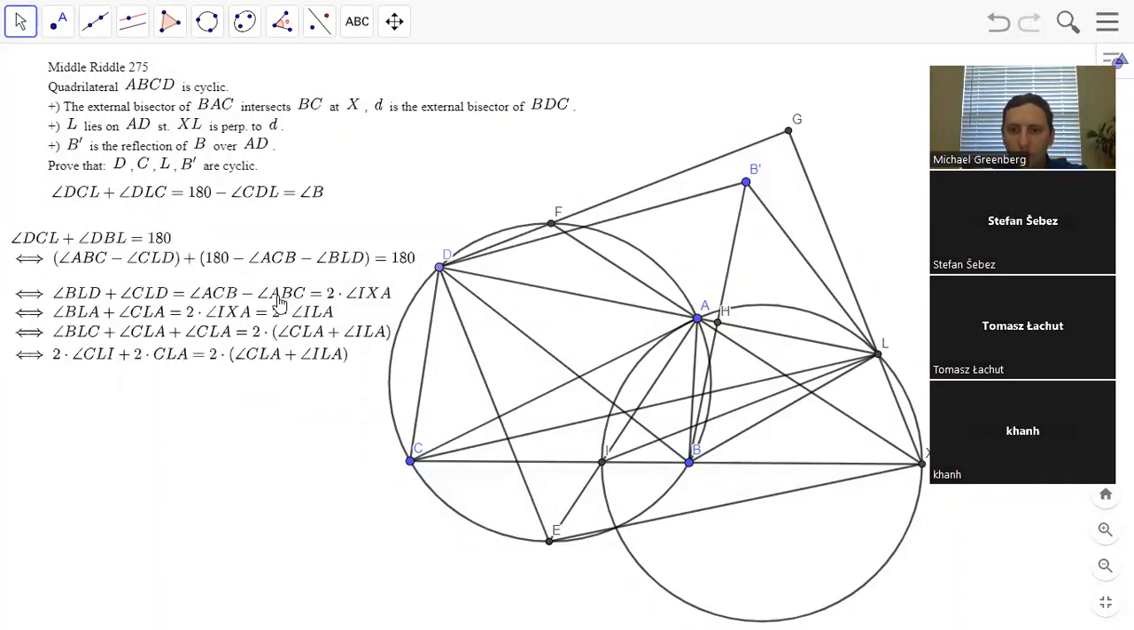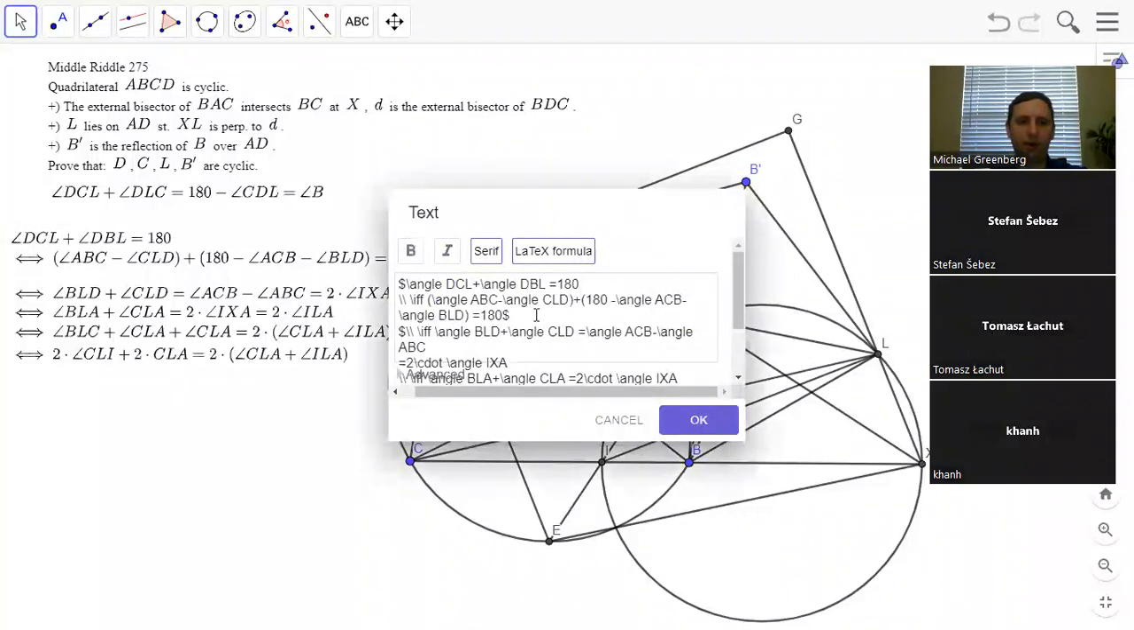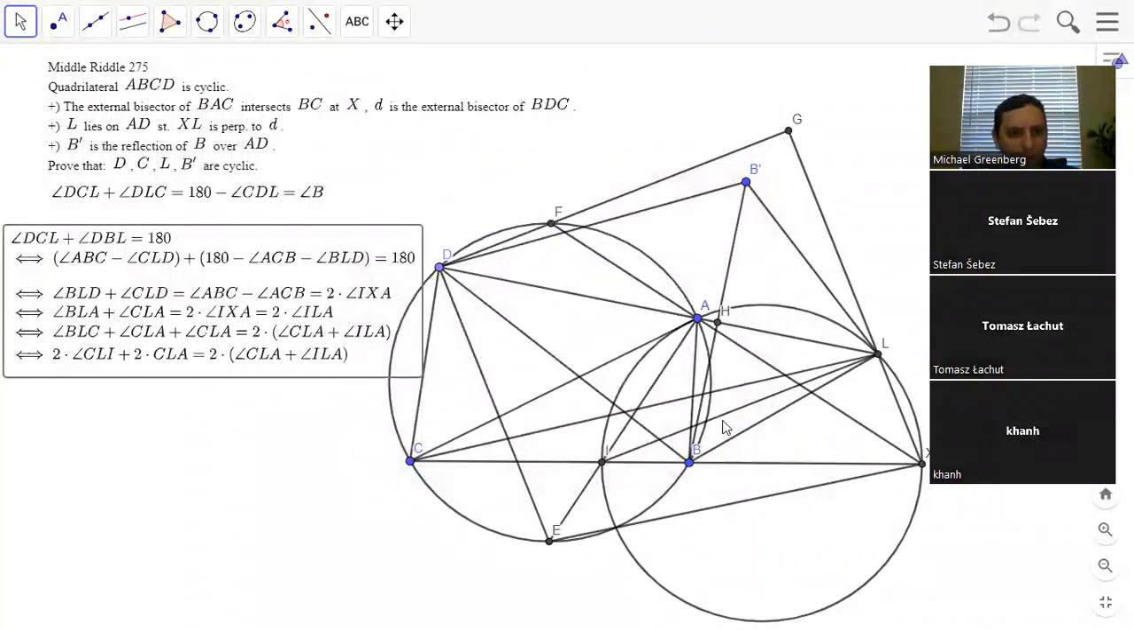Now I'm wondering if this should be like reversed. BLD plus CLD is, oh, it's like the net, it makes it look like it's the negative of it. Yeah. I think it should be ABC minus ACB. Yeah, probably. ACB. Yeah. And that should be equal to 2 times the angle IXA.